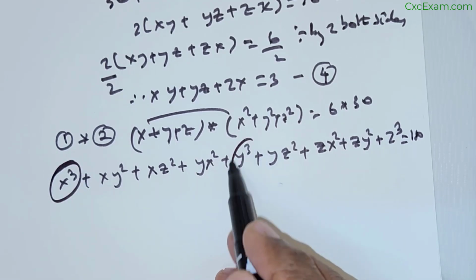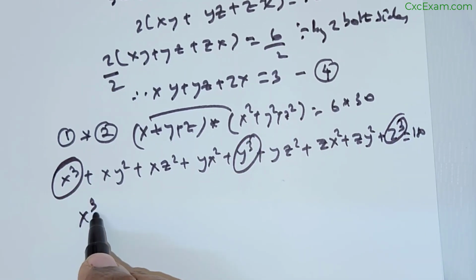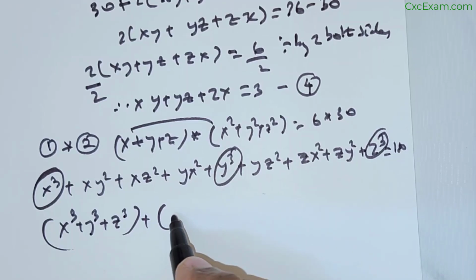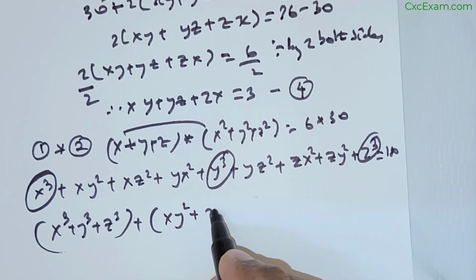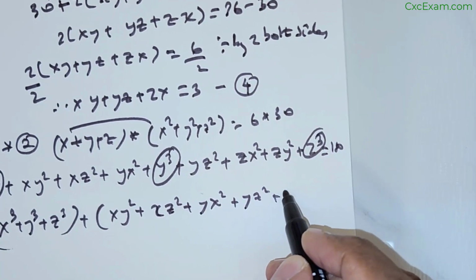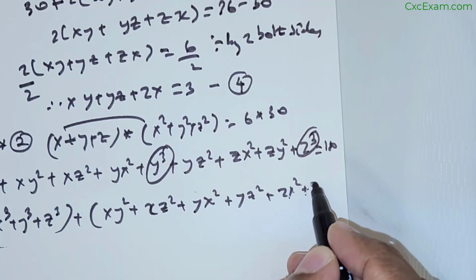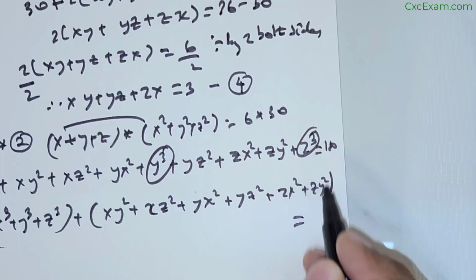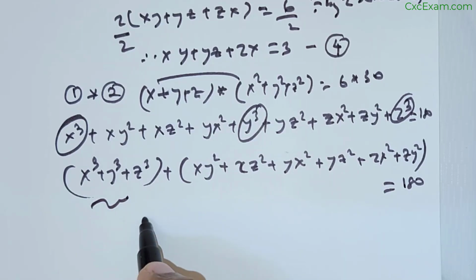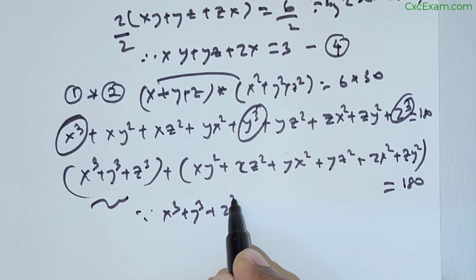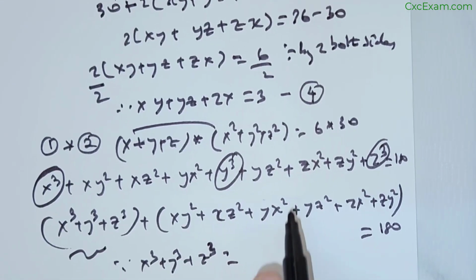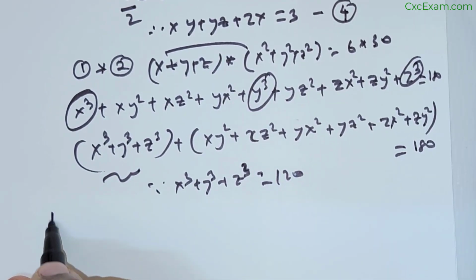Now I have x³, y³, and z³, so club them together: x³ + y³ + z³, plus the other terms: xy², xz², yx², yz², zx², zy². This is equal to 180, right? But x³ + y³ + z³ is given here as 120.